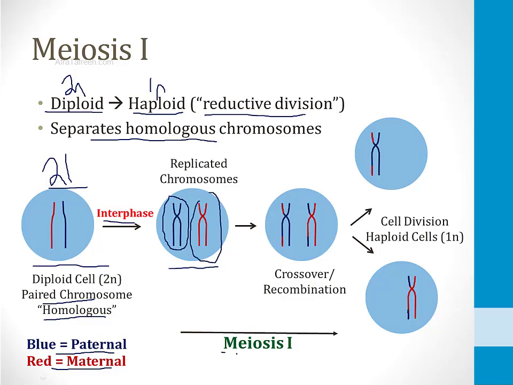The process of meiosis 1 then begins, and the first thing that occurs is there is some crossover or recombination of genetic material. So the two chromosomes, the one originally from the father and the one originally from the mother, exchange some genetic material. They then go through a cell division and become haploid cells that are only 1N. These cells that result from meiosis 1 have a single copy of chromosome 21, and that copy is a mixture of the chromosomes that originally came from the father and the mother.